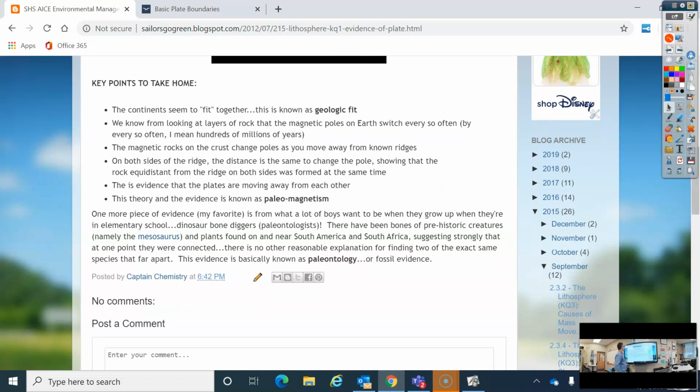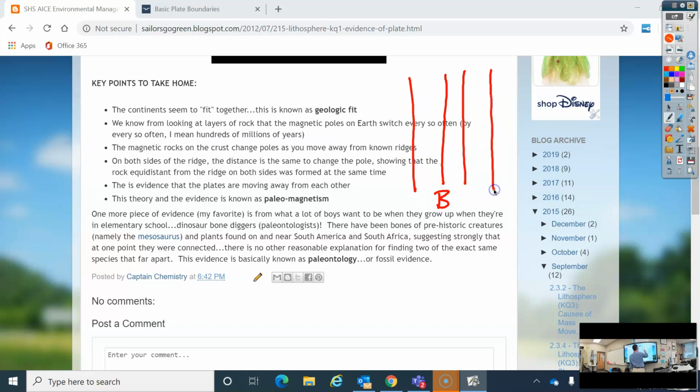So we know from looking at layers of rock that the magnetic poles on Earth switch every so often, and by every so often I mean hundreds of millions of years. All right. So the magnetic rocks on the crust change poles as you move away from known ridges. So if you look at a divergent boundary, and you look at the sides of the divergent boundary, so this is the boundary, I'm going to call it B, and if you look equidistant from here, the north and the south pole will shift every so often.